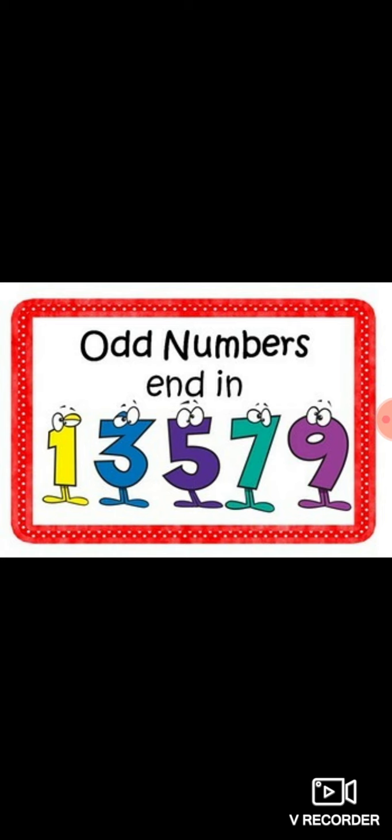Same way children, here 9 ducks are given. So 8 ducks are paired equally and 1 was left out because it is odd. So odd numbers cannot be divided equally. So if the number ends with 1, 3, 5, 7 and 9, those numbers are called odd numbers.